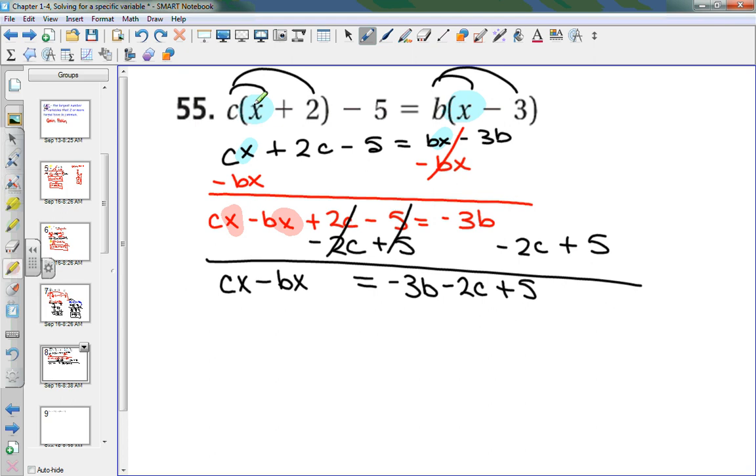So now I have just x's on this side, and I have two of them. Well, remember in the second example I did, we pulled out what was in common. But what's in common here, which is my GCF, is the letter x. So if I fish that x out, I'm going to be left with a c minus a b is equal to 3b minus 2c plus 5.